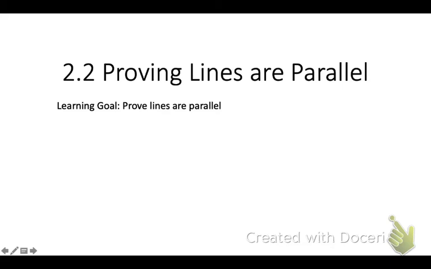Okay, 2.2, proving lines are parallel. Everything the last 3 days has been: if these lines are parallel, this is true, correct? So now we're going to go the opposite, and if this is true, the lines are what? Parallel. So we're going to be doing those.